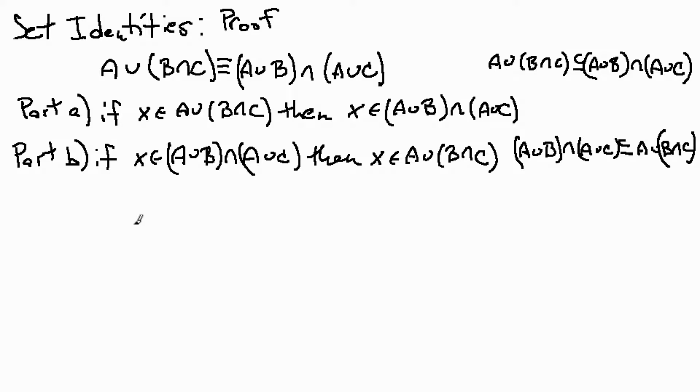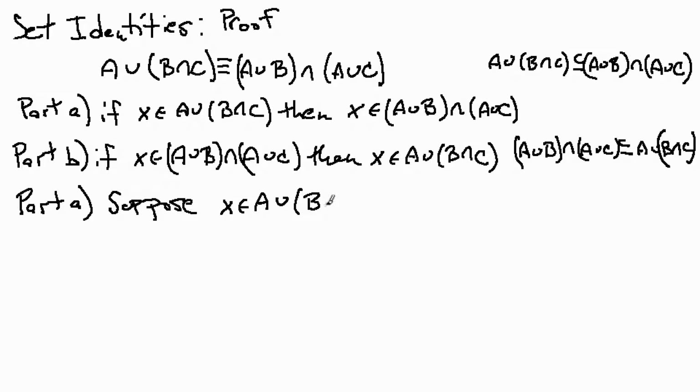So we have a lot to do here. And we're going to start off with part A. Okay, so part A says, suppose X is an element of A union B intersection C. Then, X is an element of A, or X is an element of B intersection C. Okay, now we're going to take this part and we have to break this up into two parts.